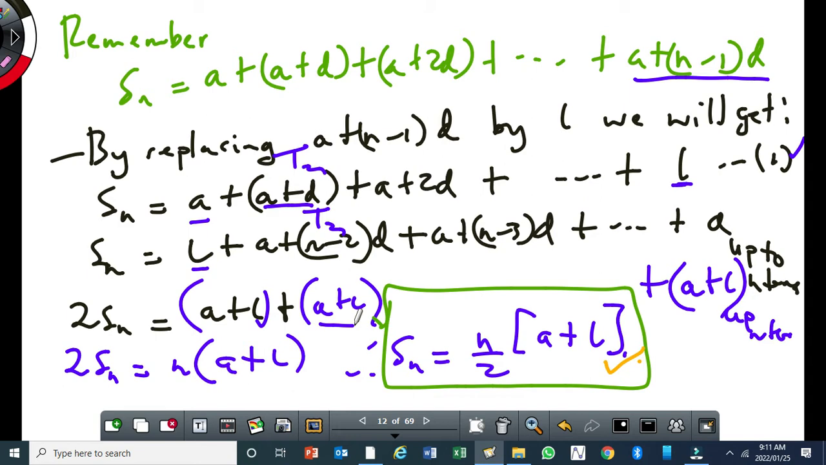Okay, I think what I'm going to do, let me just choose the second term and that second term and prove to you that it's equal to a plus L. Okay? You also need to note that a plus 2d plus a plus n minus 3 times d is also equal to what? To a plus L.